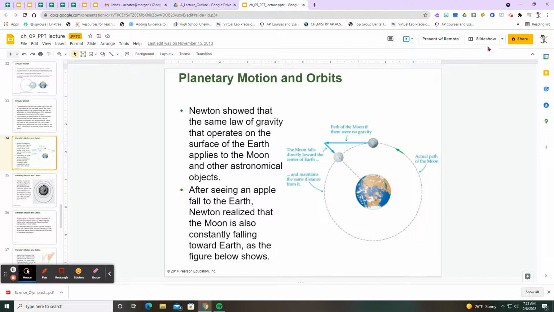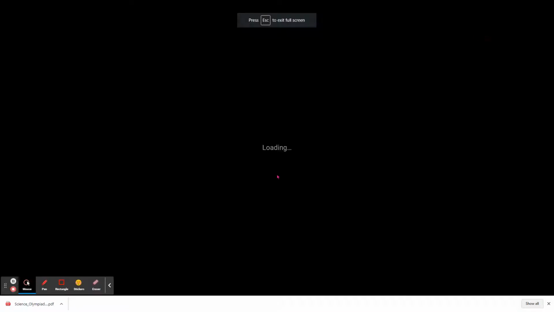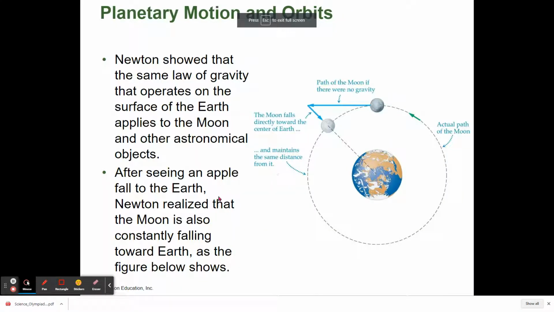All right, so this is going to be the last section in chapter 9. We're going to talk about planetary motion and the orbits. Some of this you know already, but we're also going to look at some of the reasons why things go in the way that we know that they've gone for so many years.